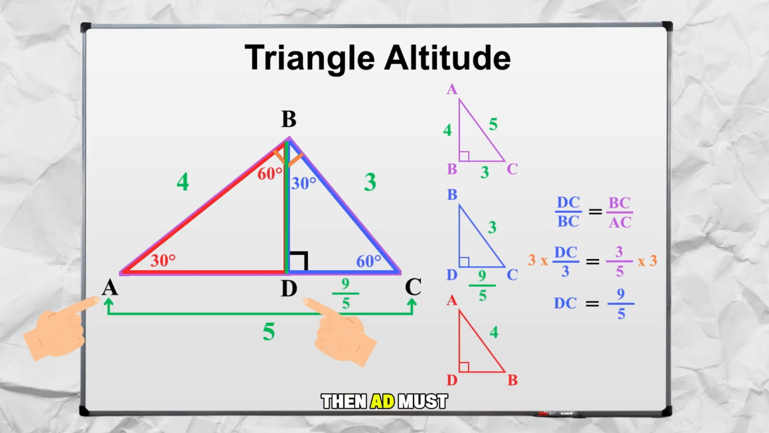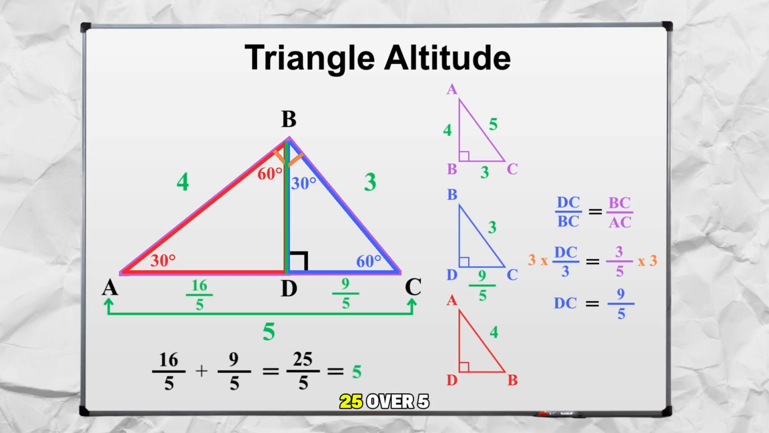Well, knowing that, then AD must equal 16 over 5, so that they add up and give me 25 over 5, which is 5. And I can find out all the other angle ratios if I wanted to.